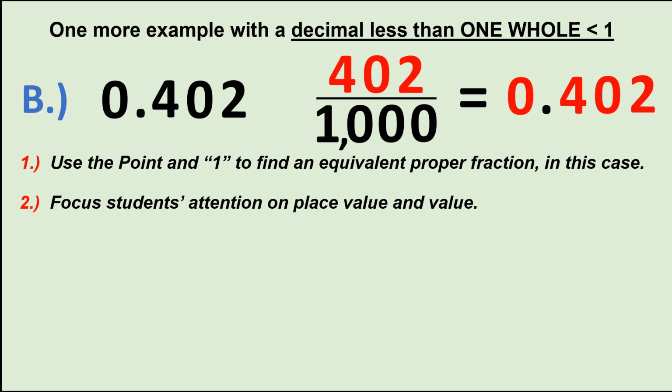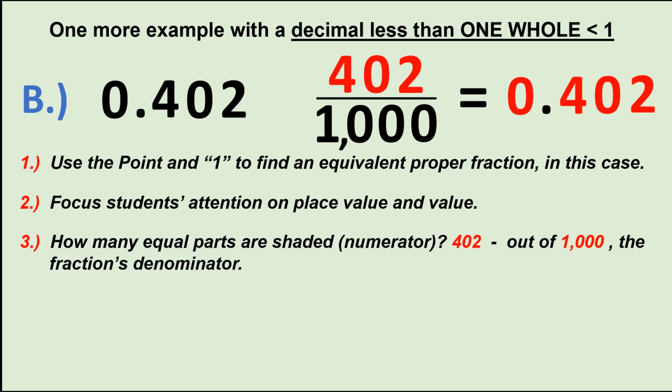Again, focus your students' attention on all 3 digits, the 4, the 0, and the 2. The 4 is in the tenths place, the 0 is in the hundredths place, and the 2 is in the thousandths place. The individual values of the 4, 0, and 2 are as follows: 4 tenths, 0 hundredths, and 2 thousandths. Students' ability to view decimal place value and value in this manner is a first step that separates a numerate student from one who is not. Let's look at the overall decimal value. In this case, 402 thousandths.